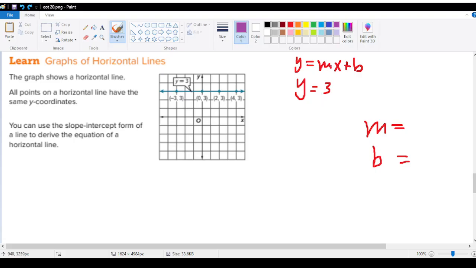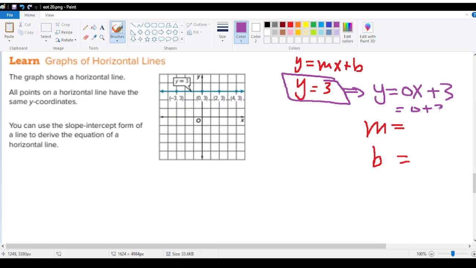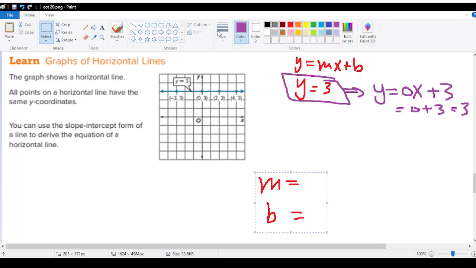Here x should be in the equation. If we look at this equation, there is no x. That means the original equation was like this: 0x plus 3. Because 0x means 0, plus 3, how much? 3. So the equation was originally 0x plus 3, and the 0x goes away, so the 3 stays alone.